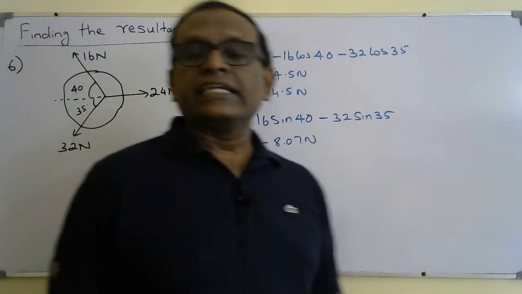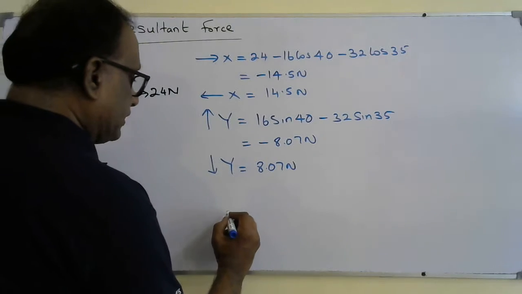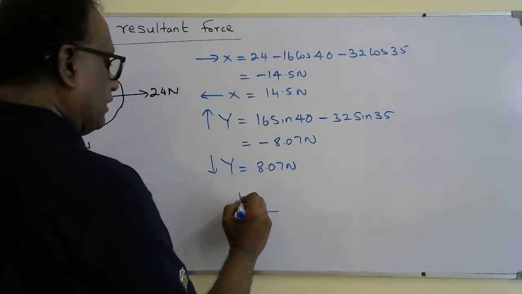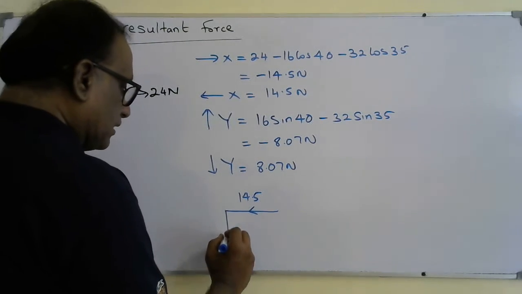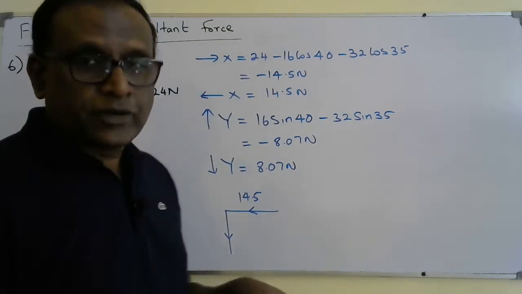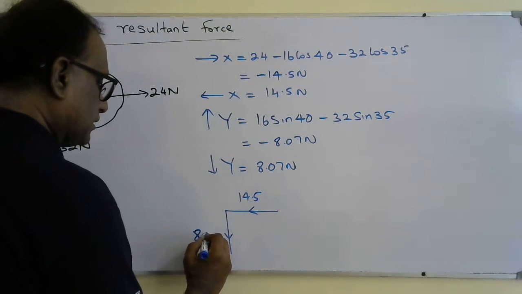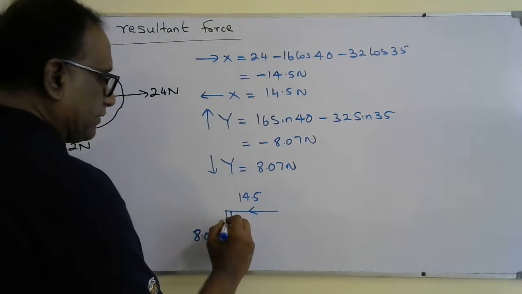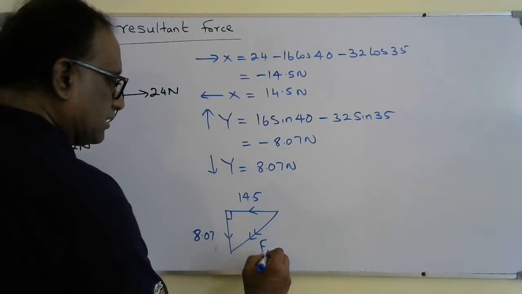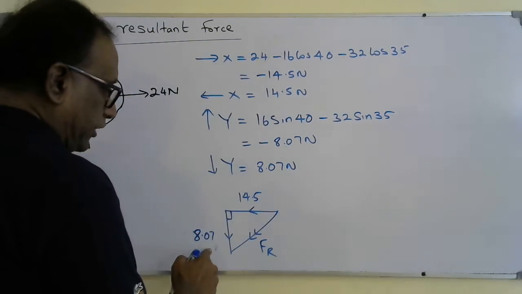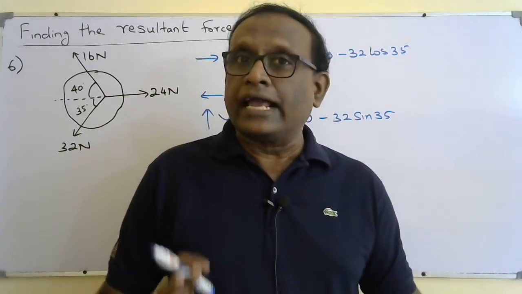Okay, so I'll sketch a vector diagram by assuming 1 Newton equal 1 centimeter. Towards left, 14.5 Newton means 14.5 centimeter. Vertically downwards, 8.07 Newton means 8.07 centimeter. Imagine it like that. So the resultant will be along this direction. That's the resultant force. I am not drawing, I am sketching.